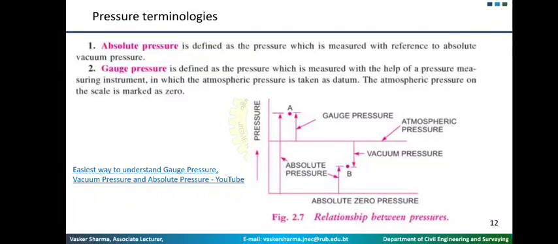Okay, so here we will try to understand different pressure terminologies. In pressure we have different terms used. Sometimes we use absolute pressure, sometimes gauge pressure, sometimes vacuum pressure, but most of the day-to-day pressures that we refer to are actually the gauge pressure. Gauge pressure is the one that we are actually referring to most of the time.